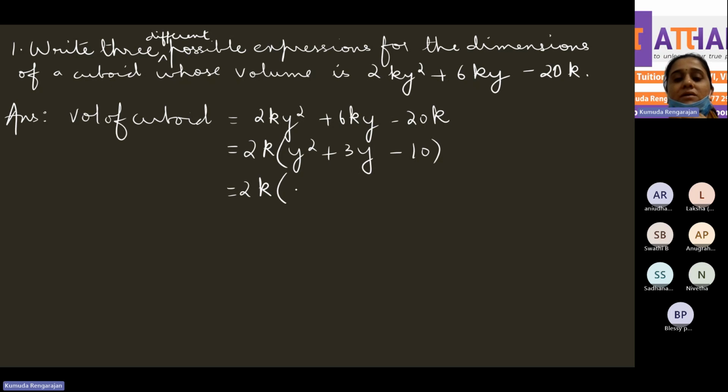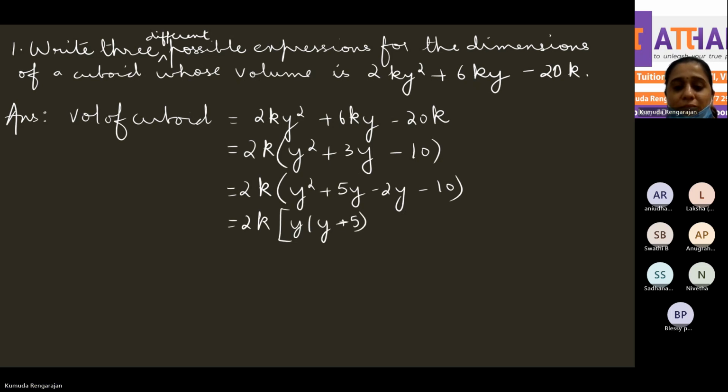Somebody online tell me. How do you split the middle term? What are the 2 numbers? 5 and minus 2. Correct. y square plus 5y minus 2y minus 10. Square bracket y into y plus 5 minus 2 into y plus 5. 2k into y plus 5 into y minus 2.